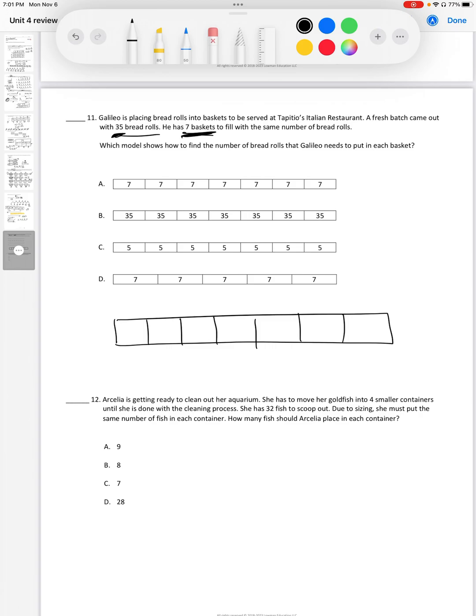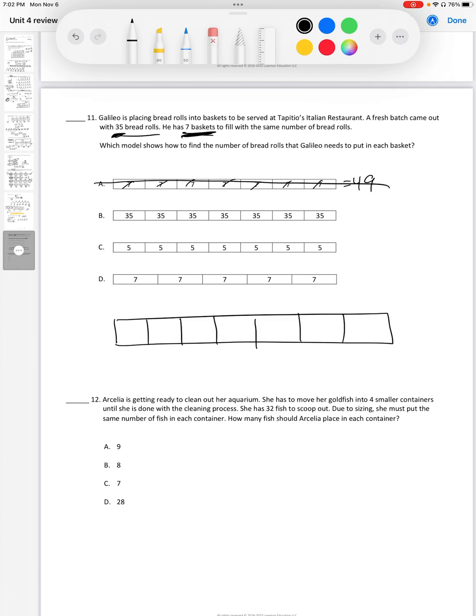From there, the number that needs to go in here is going to be the same number in each box, and when I add it together, it has to total 35. So let's look at our answer choices to start. Here I see 7, 7, 7, 7, 7, 7, 7. 7 times 7, if you work that out, is going to be 49. That exceeds our total of 35 bread rolls.